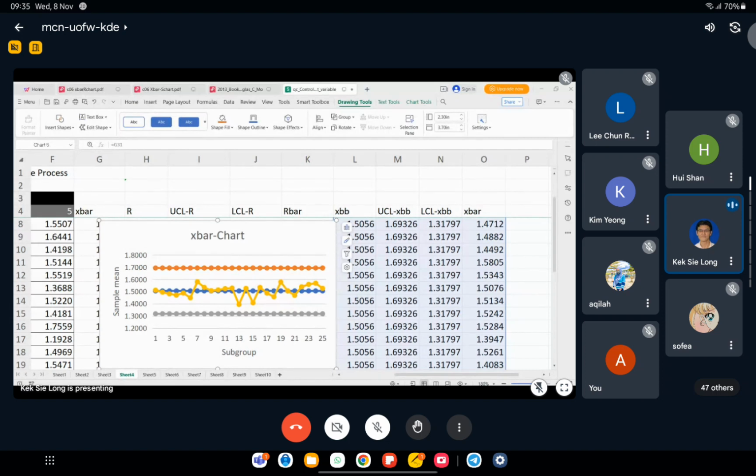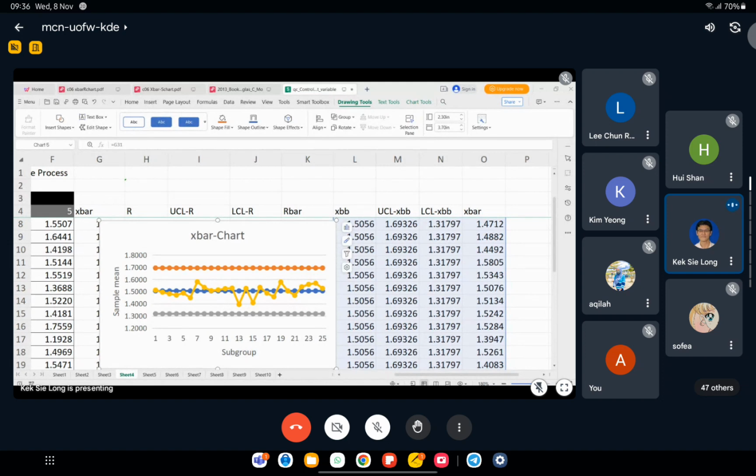So either we use Excel or other software to make our calculation simpler. Then once the values are ready, we can just highlight them and plot the R control chart and X bar control chart. So it's very simple. So this is one thing. Another thing, this is after we get the control chart. So the first thing is to get the control chart.